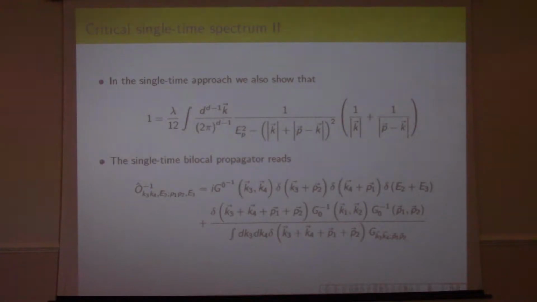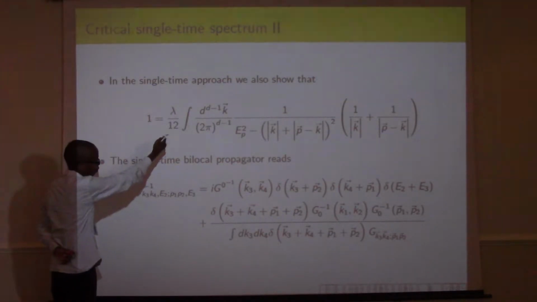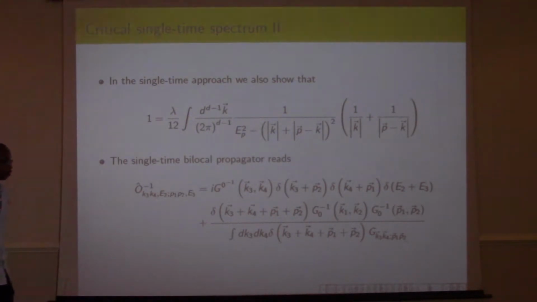For self-consistency of that spectrum that we got previously, you have to have an equation of this form. And then we do the same thing again, we play around with it until we get the single-time propagator. It will read something of this form.